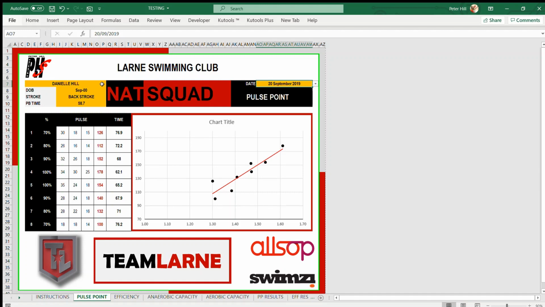Okay, so what we have here is Danielle, her date of birth, the stroke that we swam the test on, and her PB time, the date of the test. And then down the side here we have the 3 pulses as they were recorded, and the sum of the 3 along with the time. Okay, and that gives us a nice little graph of sum of heart rates over meters per second in speed.